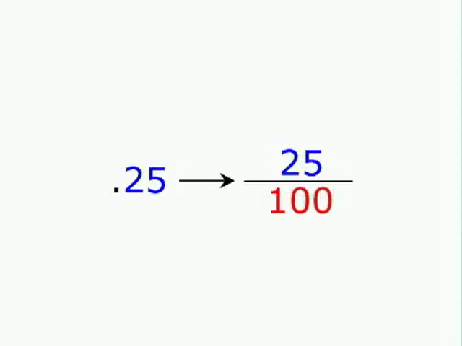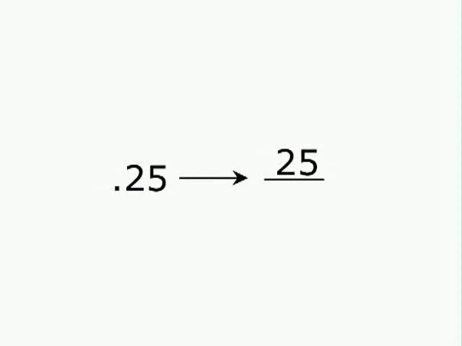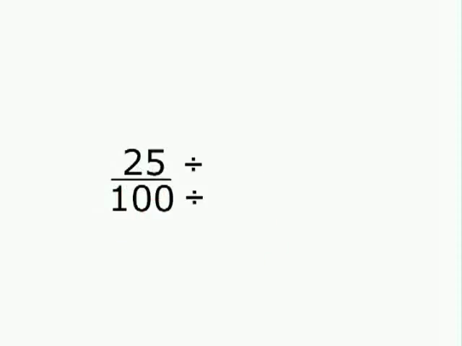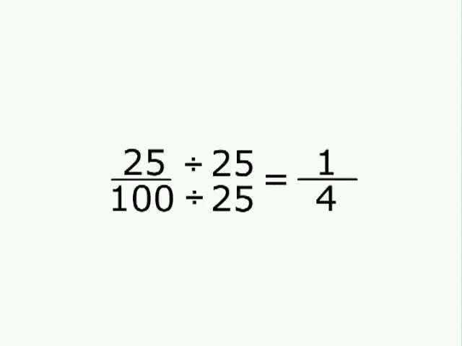Another way you could remember this is to write the number in the top of the fraction, then place a 1 in the bottom, and count your place values in your decimal number. Here we have 2 places, so we place 2 zeros in our denominator. One more step is that this fraction can be reduced top and bottom by the common number 25 to get 1/4.